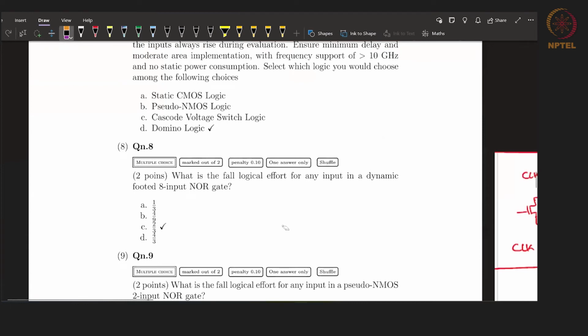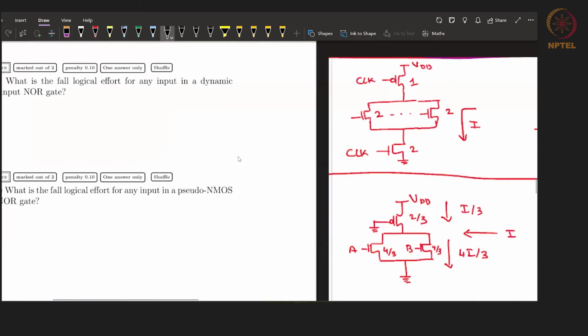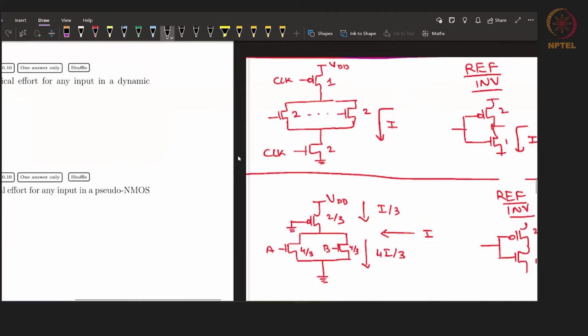Question number 8. What is the fall logical effort for any input in a dynamic footed 8 input NOR gate? Okay. So question number 8 asks for a dynamic footed 8 input NOR gate. Right. So this is your NOR gate.